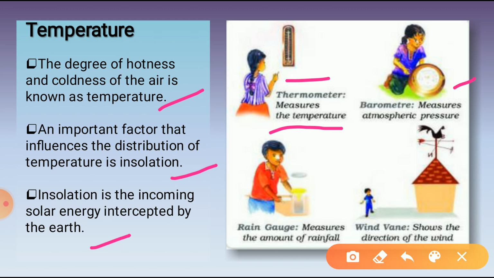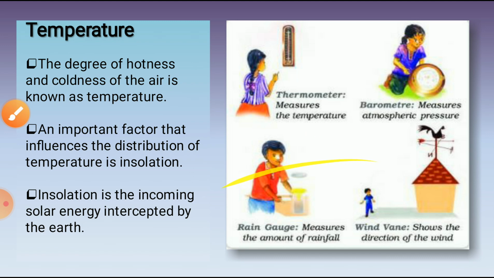The barometer measures atmospheric pressure. Next, the rain gauge. It measures the amount of rainfall. Next, we can see a picture of a wind vane. The wind vane shows the direction of the wind. So, these are the weather instruments.